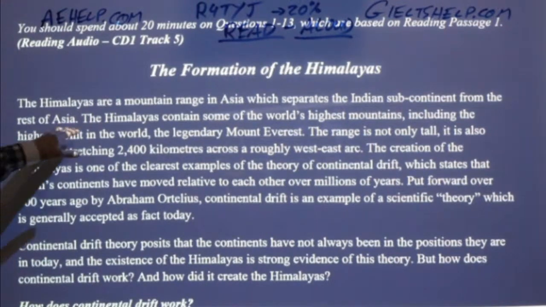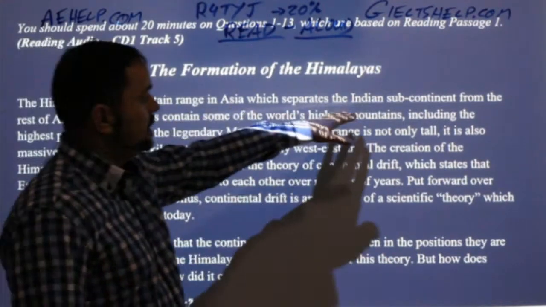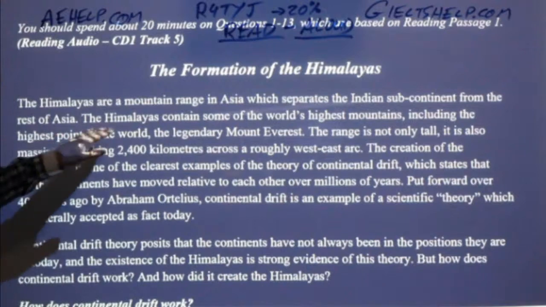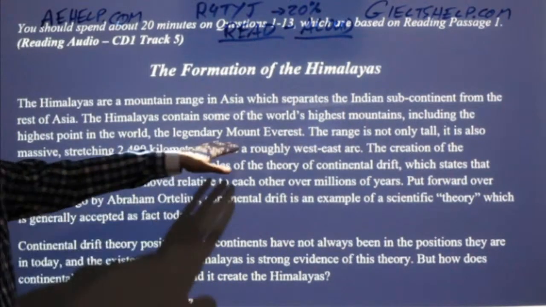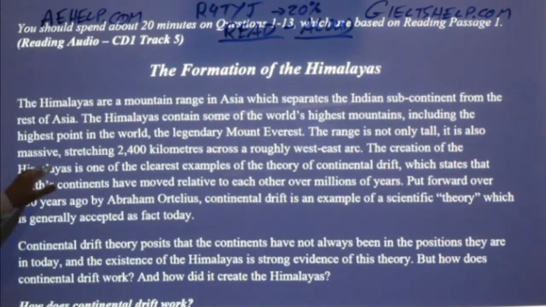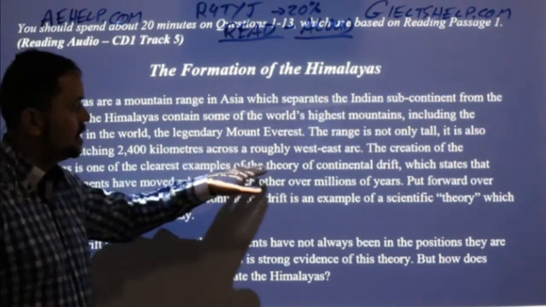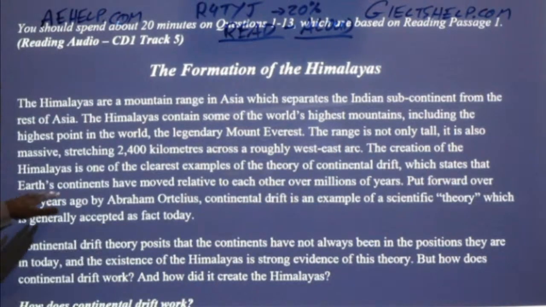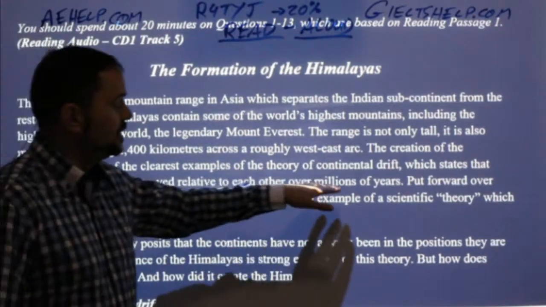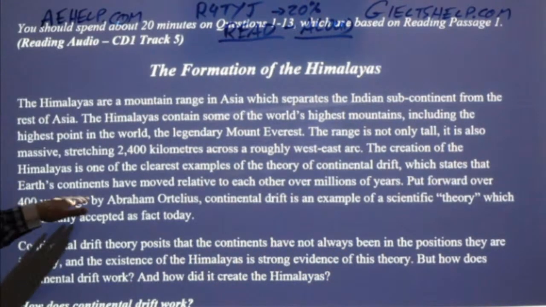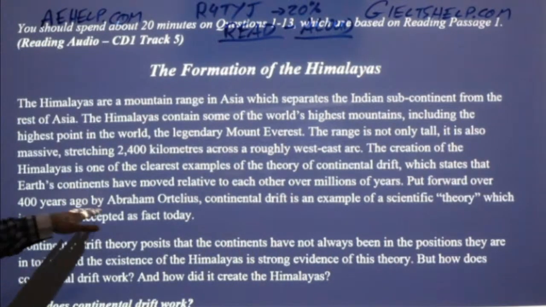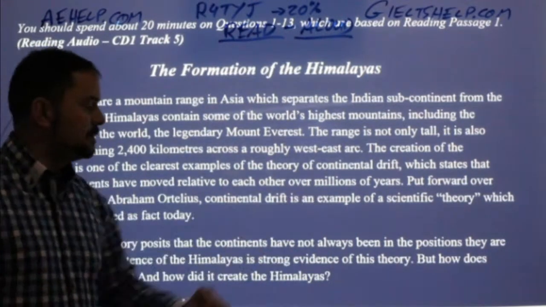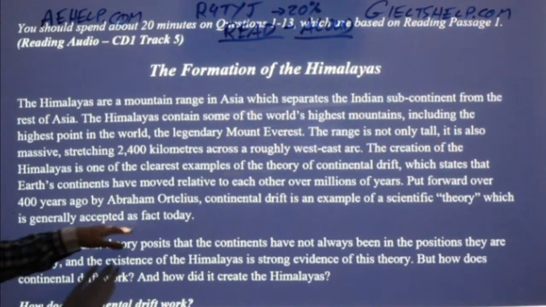So the Himalayas are a mountain range in Asia which separates the Indian subcontinent from the rest of Asia. The Himalayas contain some of the world's highest mountains, including the highest point in the world, the legendary Mount Everest. The range is not only tall, it is also massive, stretching 2,400 kilometers across a roughly west-east arc. The creation of the Himalayas is one of the clearest examples of the theory of continental drift, which states that Earth's continents have moved relative to each other over millions of years. Put forward over 400 years ago by Abraham Ortelius, continental drift is an example of a scientific theory which is generally accepted as fact today.